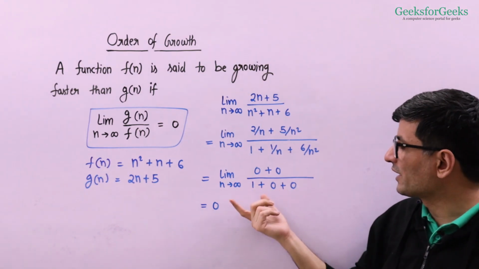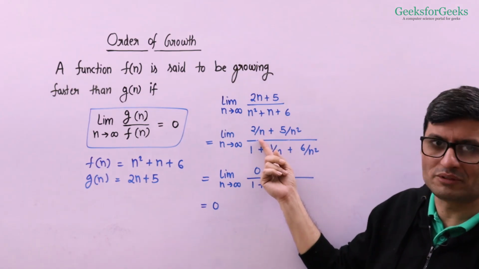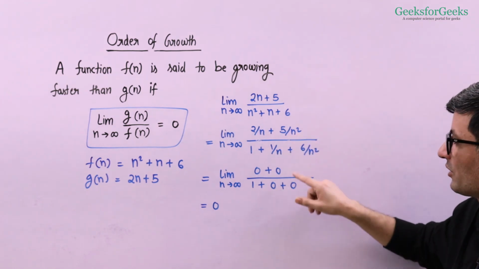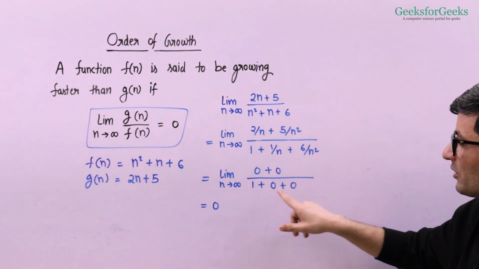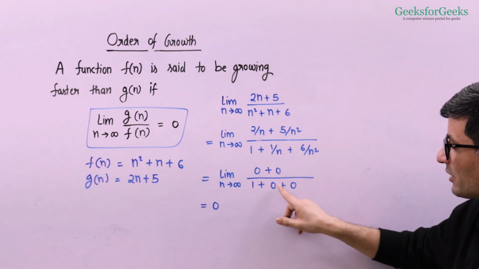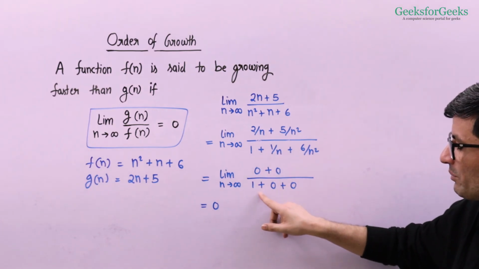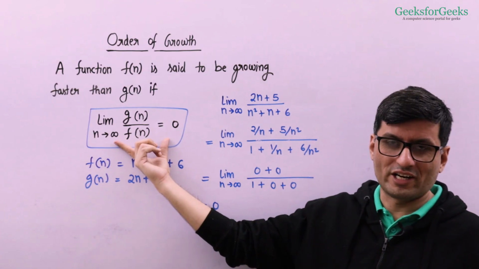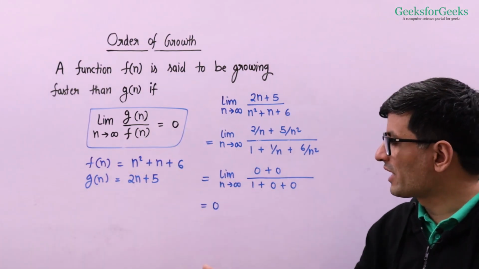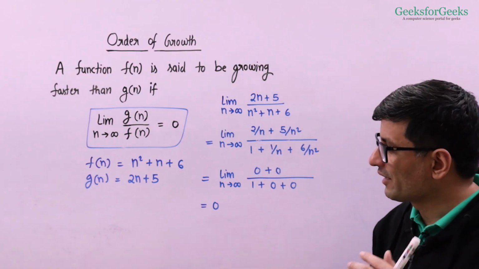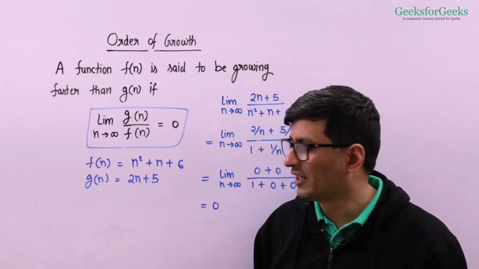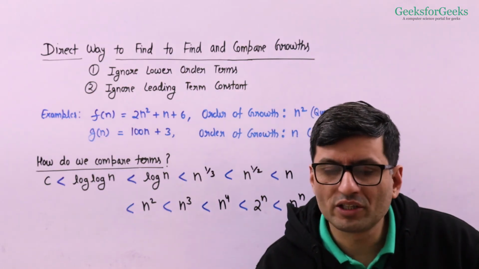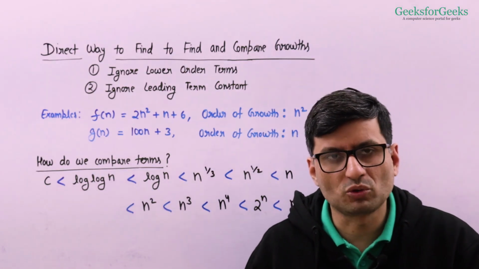When n tends to infinity, this value is going to become 0, because n is at the bottom. This also is going to become 0, this is also going to become 0, this is also going to become 0. So we have 0 plus 0 divided by 1 plus 0 plus 0. So we have 0 divided by 1, which is 0, and that's what we wrote earlier. If g(n) divided by f(n) is 0, then f(n) is said to be growing faster, and that's what we can notice also here.